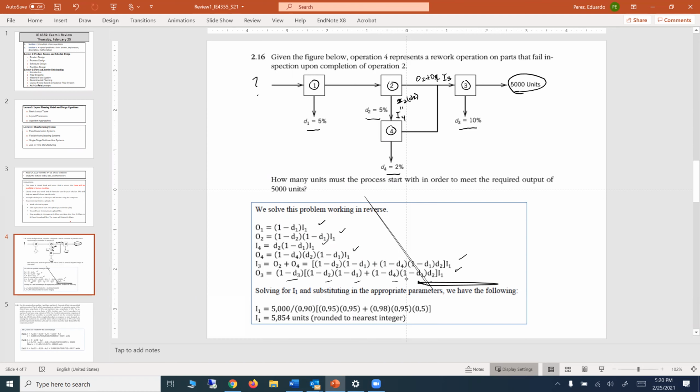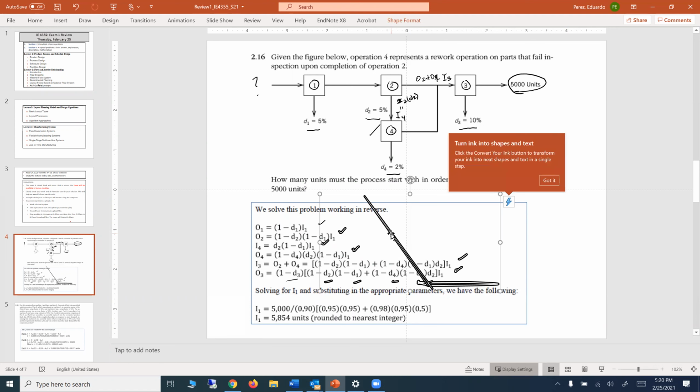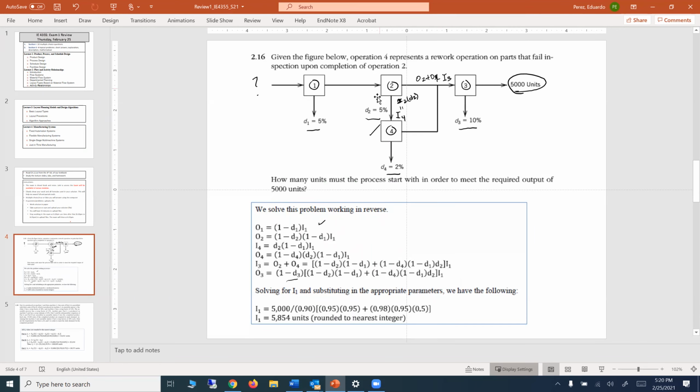So this is one of those problems that have a rework station. So this is what we call a rework station. So I think that could be one of the challenges, knowing how to deal with the rework. But again, if you understand the relationship between the inputs and the outputs, you can set up those equations easily. And that's what you do here.